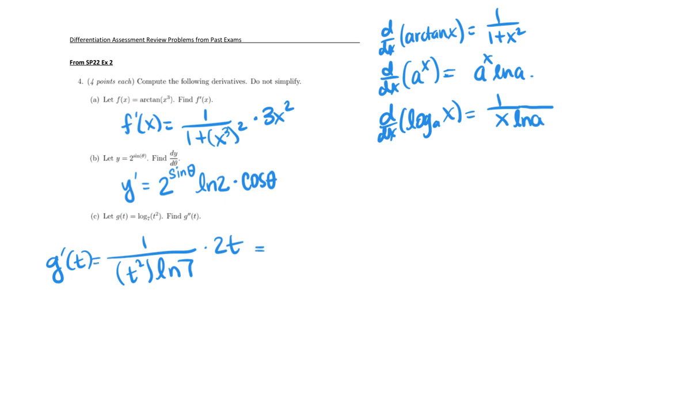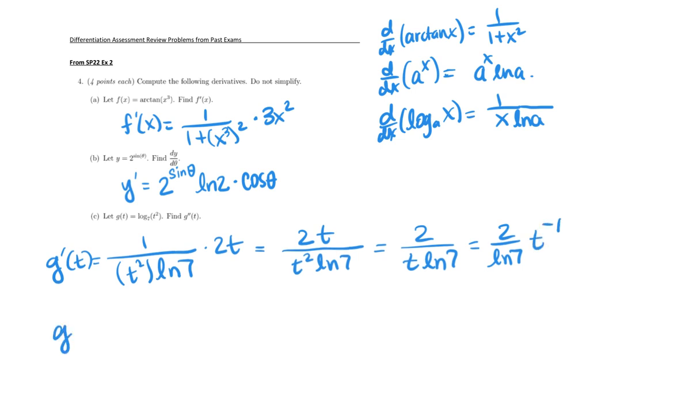So this is actually equal to 2t over t squared natural log of 7. So I could actually cancel one of those t's, and it would be 2 over t natural log 7, which I could rewrite again as 2 over natural log 7 times t to the minus 1 power. And then if I want to find g double prime of t, I can say that that's going to be negative 2 over natural log 7 t to the negative 2. So there's my second derivative.